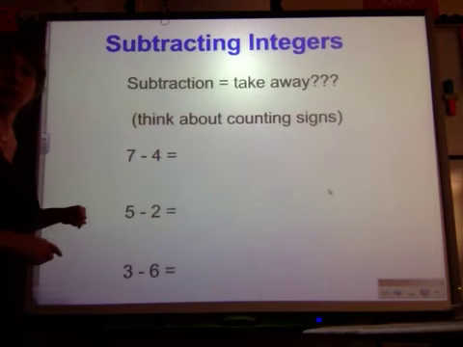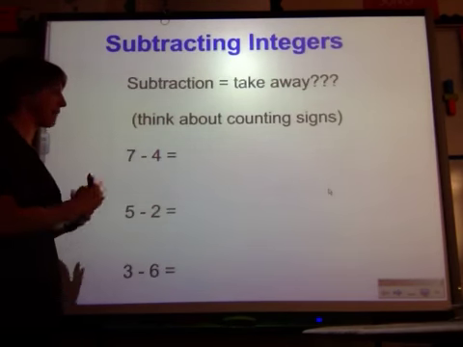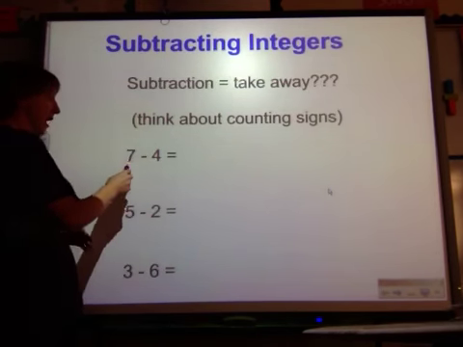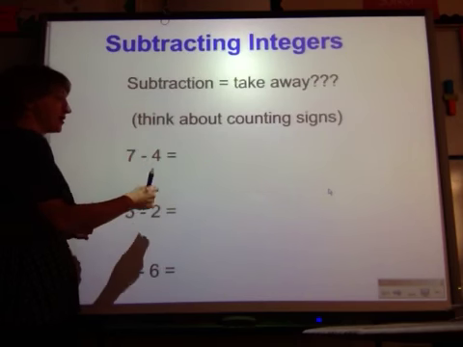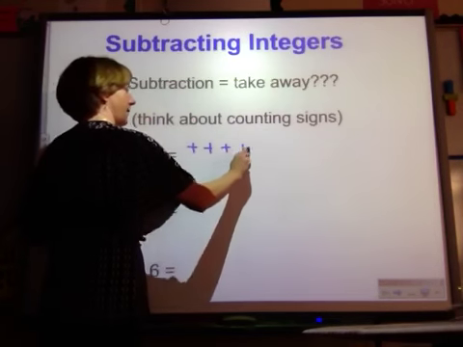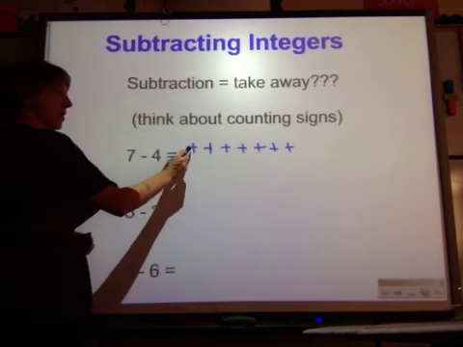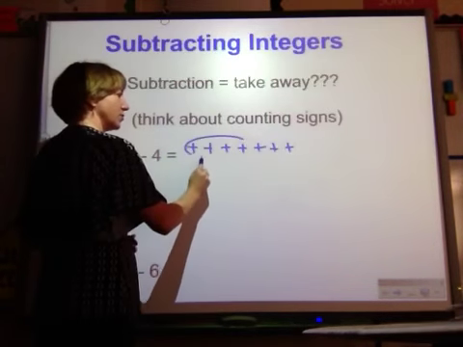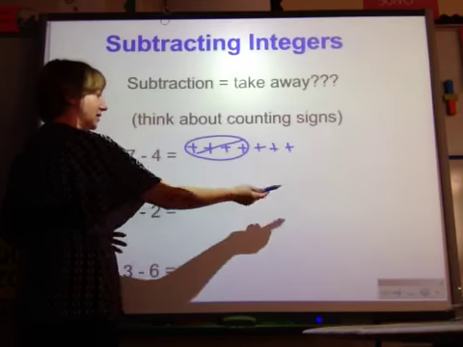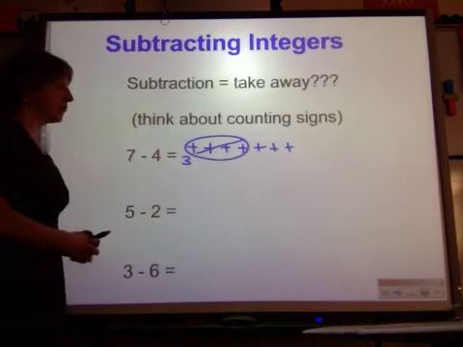If I have a subtraction problem like 7 minus 4 and I view it as takeaway, I can look at it as saying I have 7 positive signs. There's 7, and I'm going to take away 4 of them. 1, 2, 3, 4. So here's 4 of them. If I take it away, I get the answer 3. So 7 minus 4 is 3.